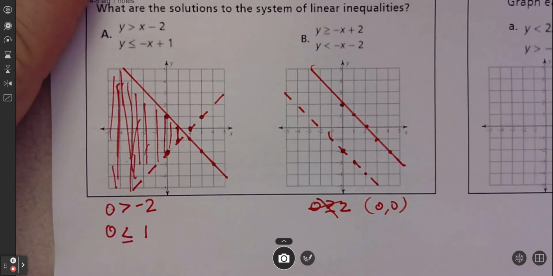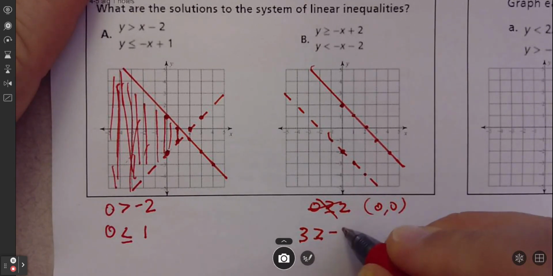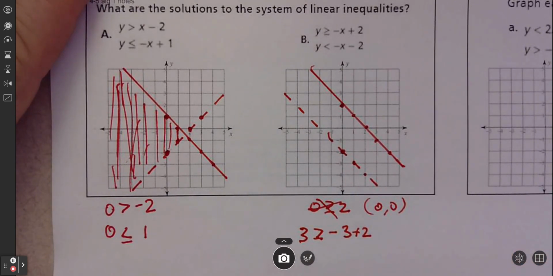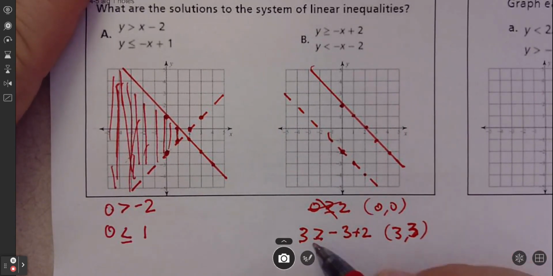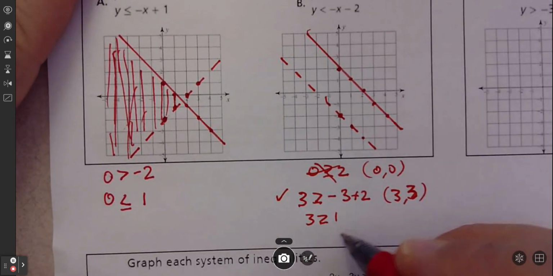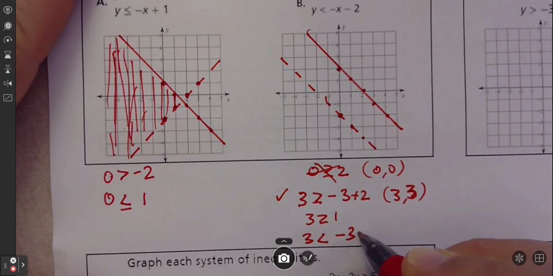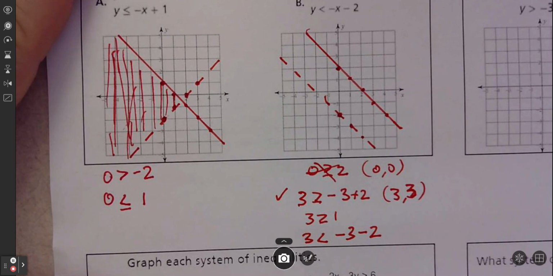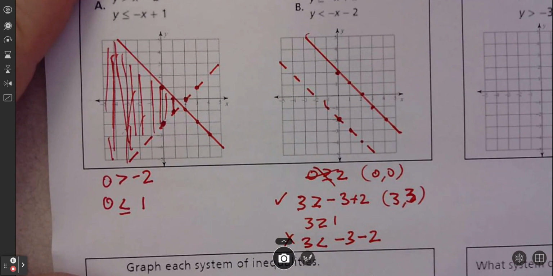3, 3. So 3 is greater than or equal to -3 plus 2. Yep. So is 3 greater than 1? So it worked for the first. Now I've got to check the second. 3 is less than -3 minus 2. No. So that one doesn't work. So let's try one more region.